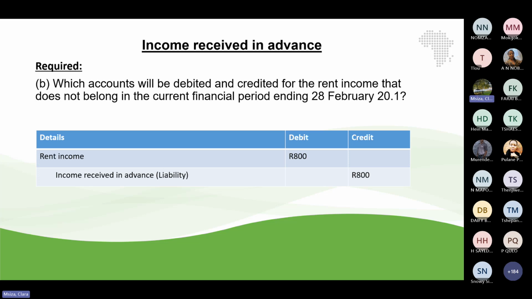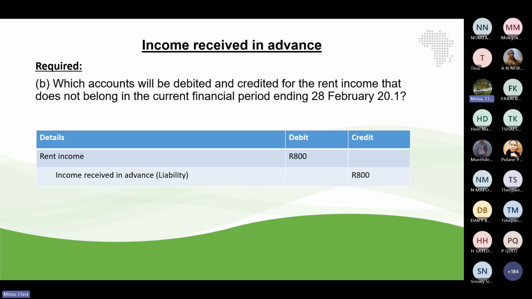Remember, the 800 out of that 10,400 doesn't belong to this current financial year. Hence, you must read "does not belong". So we're looking for the amount that does not belong. And we had already calculated that the 800 is for March 20.1, so it's outside the 28 Feb 20.1 year end.